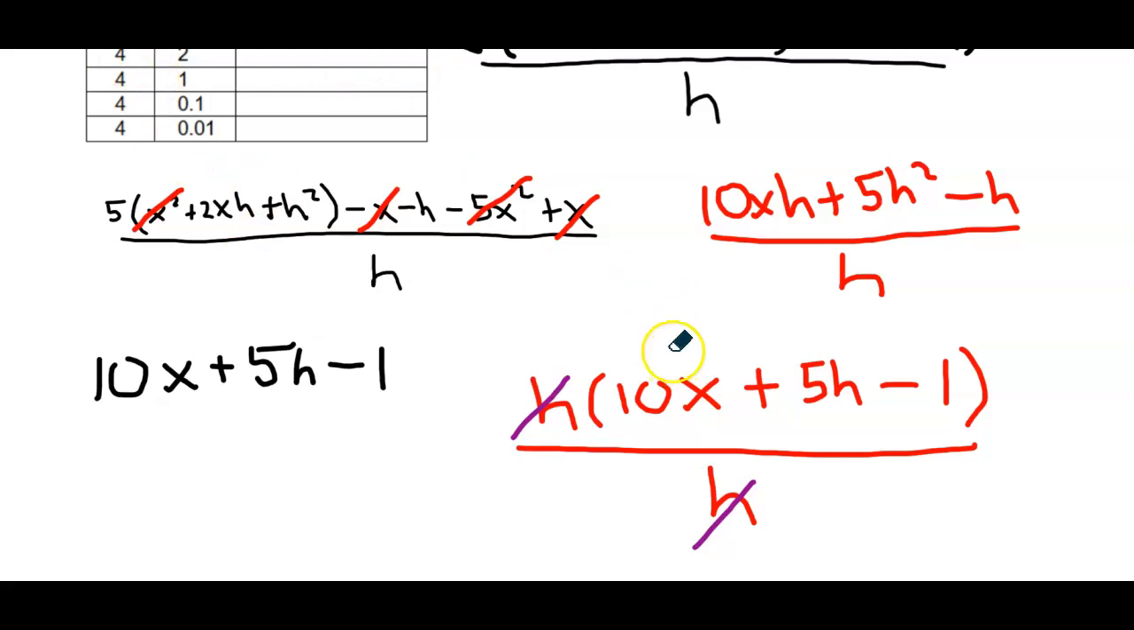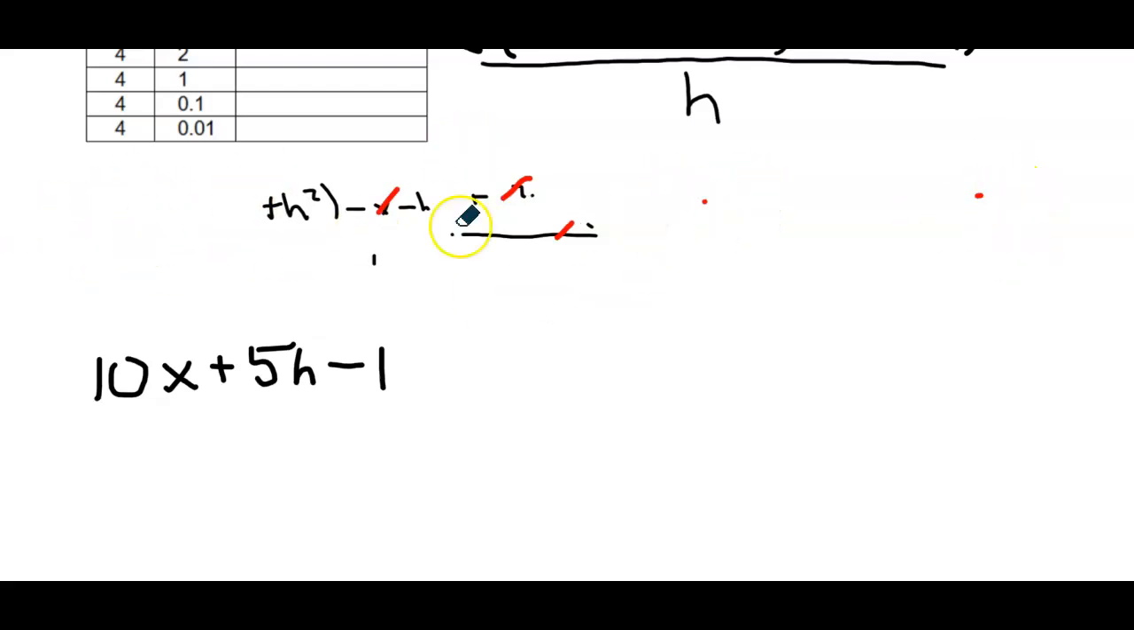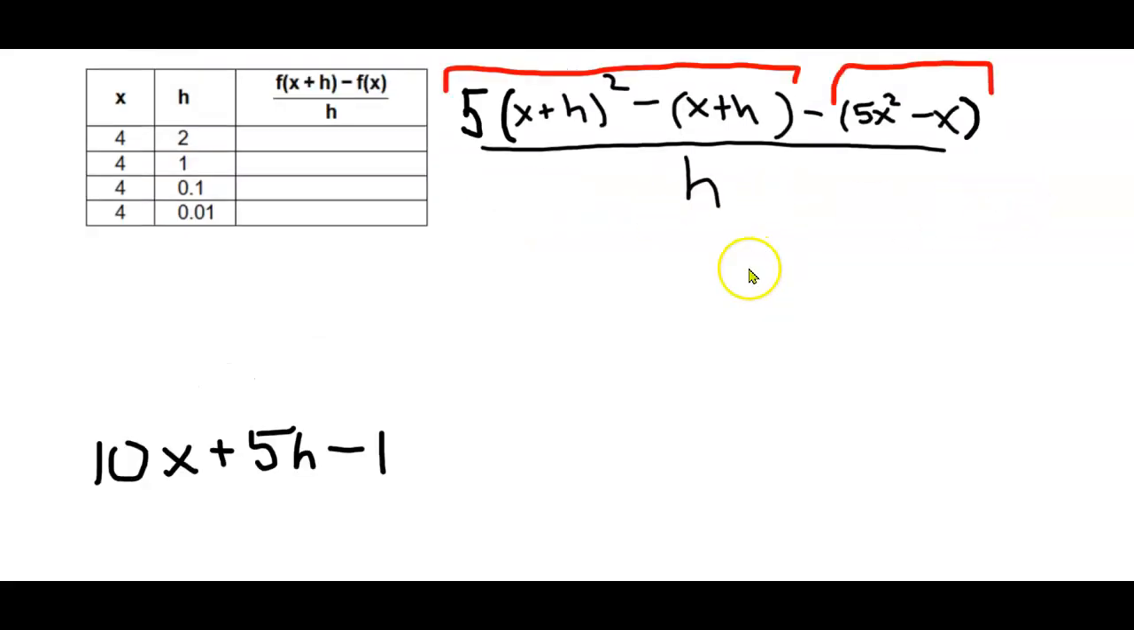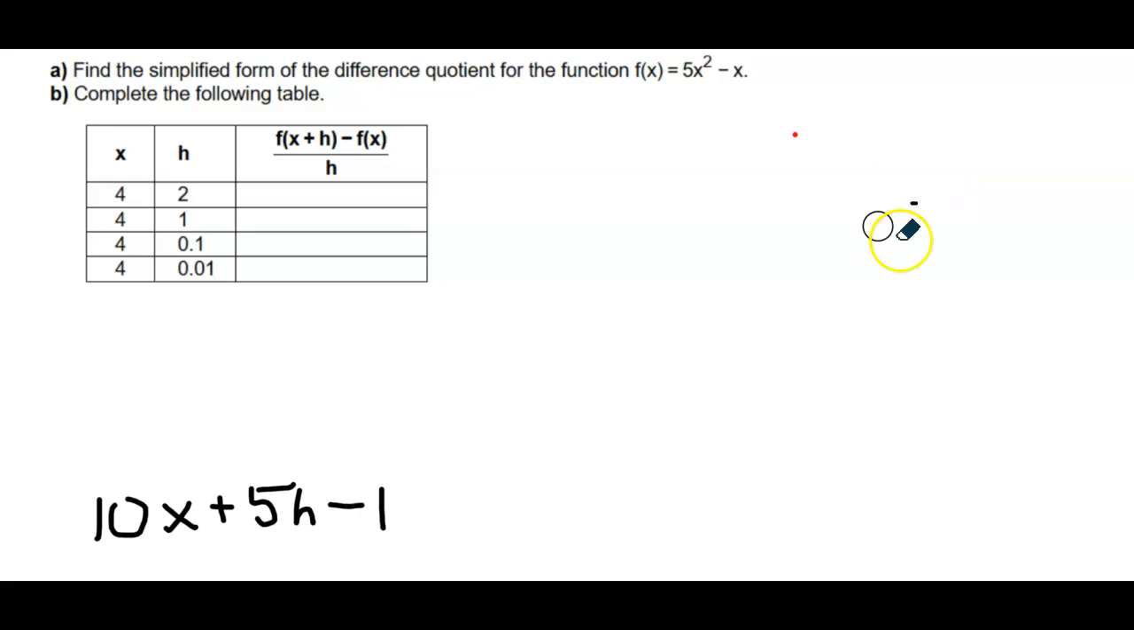And now we can evaluate our table. So like the previous problem, x is fixed at 4. So we can just go ahead and take care of that 10x, call it 40, since x is going to be 4 for all values here. So 10 times 4 is 40. We can even subtract the 1, which is going to give us 39. And now we're left with just adding 5 times whatever h is.